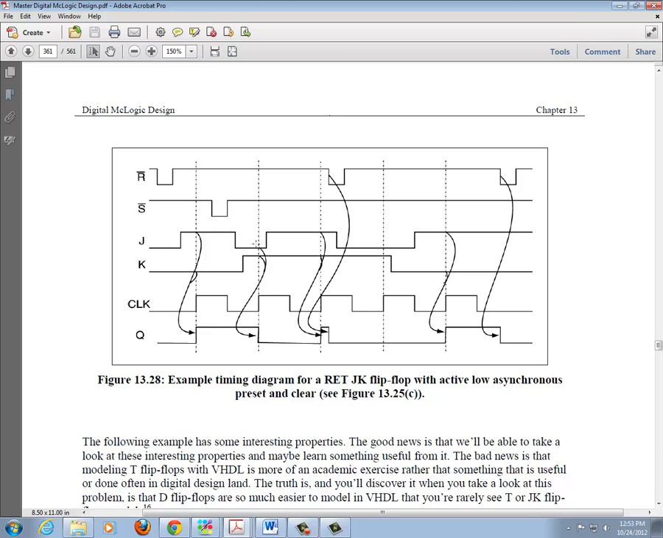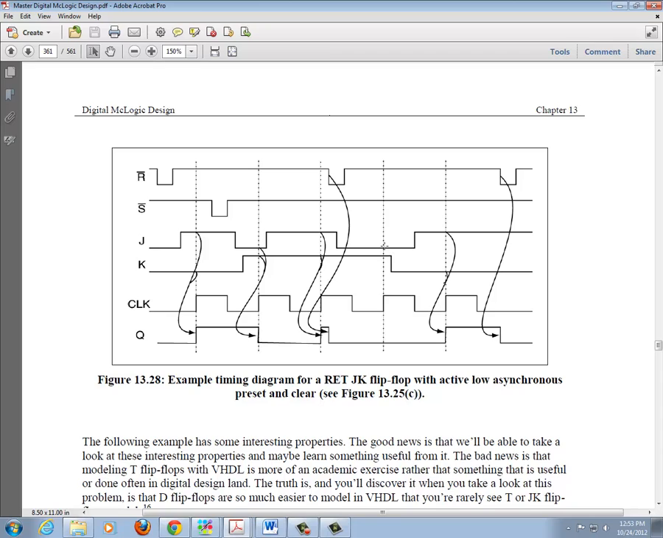At the next edge, J is 0, K is 1. When K is 1, K for clear. Remember, we clear. So we clear, and the Q goes to 0. We move along, still noticing that nothing's happening with set and reset up here. At this edge, J is 1, K is 1, so that means toggle, so we go from 0 to a 1. But then at this point, the reset occurs, so we need to bring it back down to 0. And we move along to the next edge.